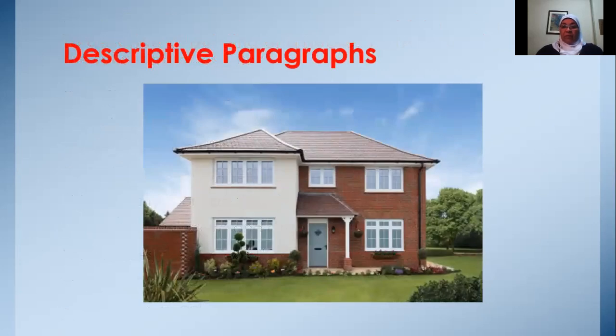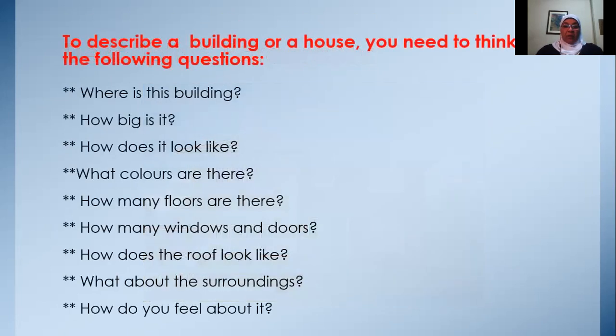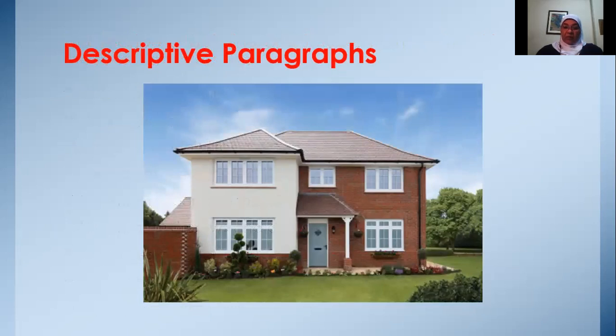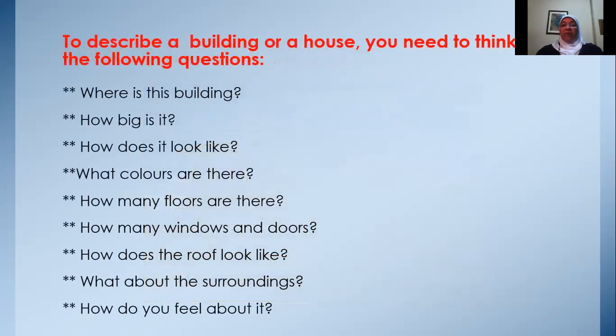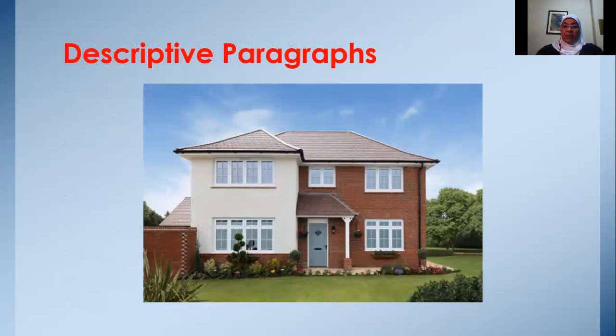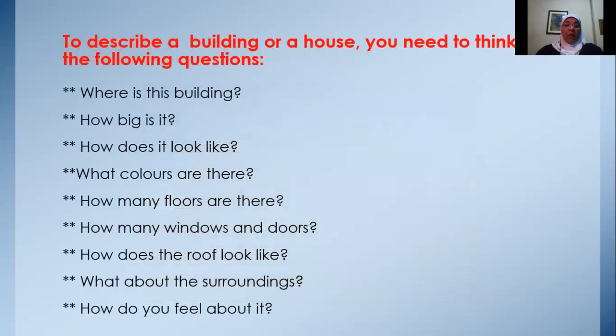How many floors? Yes, that's the ground floor, just one ground floor. How many windows and doors? We said about 5 windows and 1 door. How does the roof look? We said it's a sloping roof, yes. And what about the surroundings? We said there is a garden with trees, if you remember, gardens and trees around here. And you can find flowers as well. So we said it may be in a suburb, it may be in a forest, it may be in a farm. How do you feel about it?